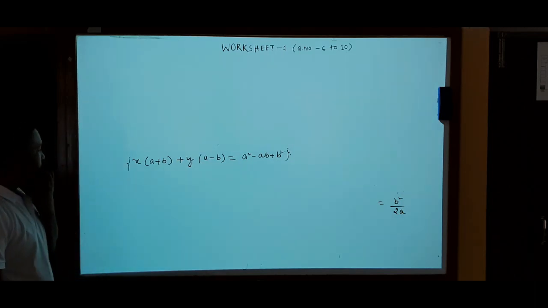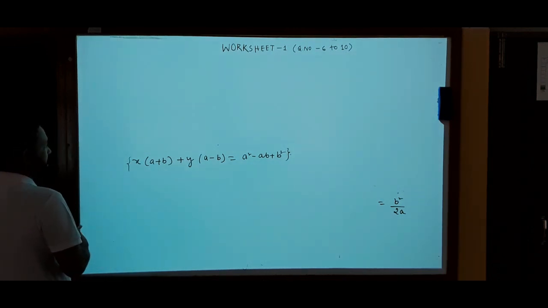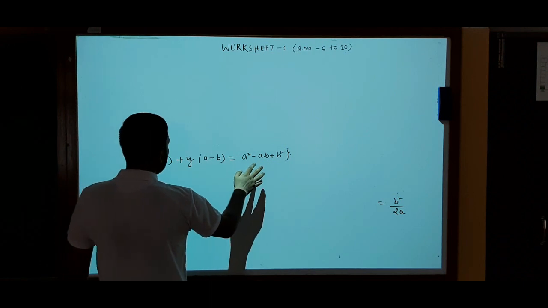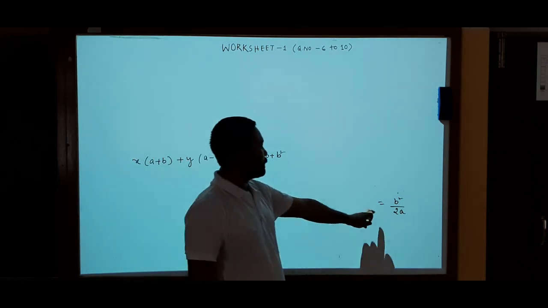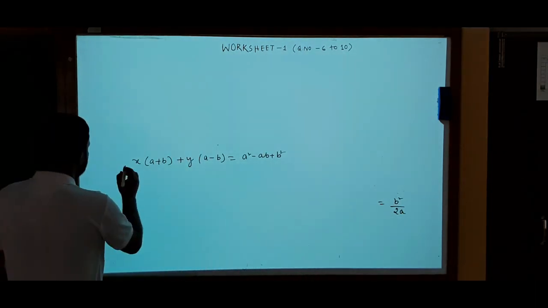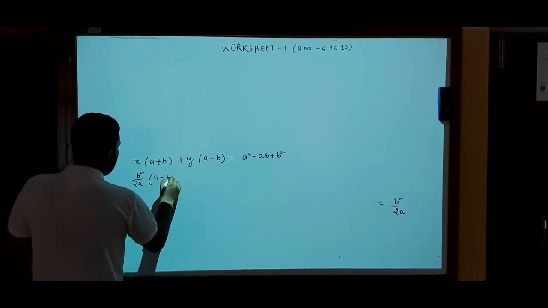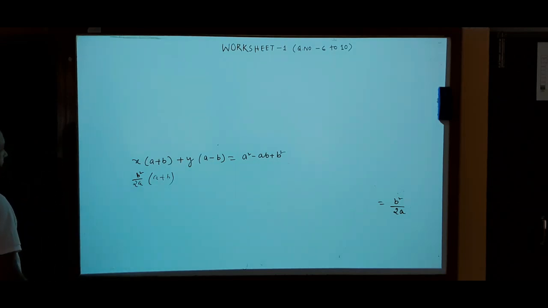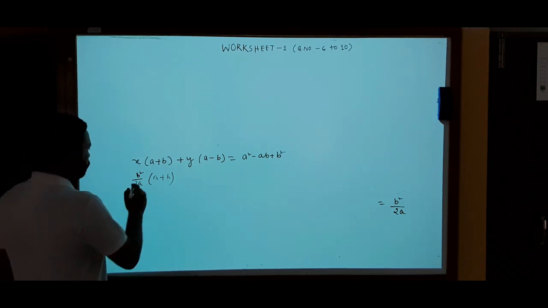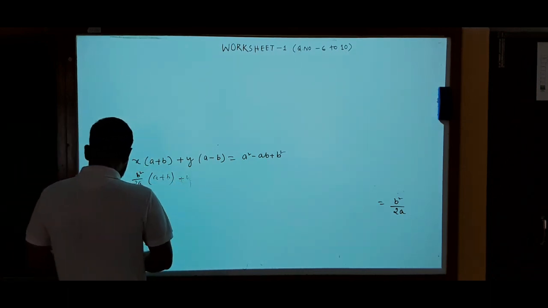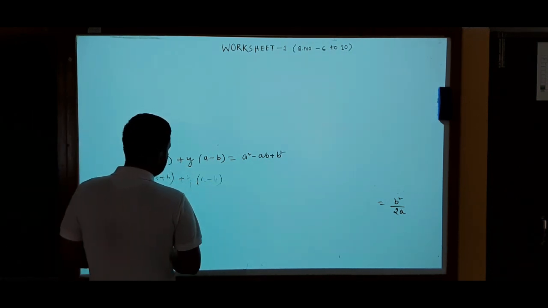Now that was the equation I got, right? After simplification, the first equation I got: x(a + b) + y(a - b) = a² - ab + b². And I am going to put the exact value of x, this one, b² upon 2a, here. So put here b² upon 2a, whole into a plus b. Now plus y, whole into a minus b.